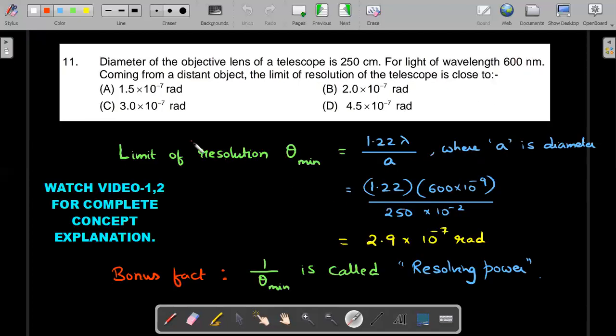So the limit of resolution, which is nothing but the smallest possible angle that can be resolved, right? And this has been discussed both very elaborately with pictures and explanation in video 1 and 2. So please make sure you watch through that. We have discussed that it is 1.22 lambda divided by a, where a is diameter. And I also told you in that video, as a bonus fact, that 1 by this angle is called resolving power. So in one exam he asks resolving power, another exam he talks about the limit of resolution. So you can check the units also here. Resolving power units would be radian inverse. Okay, right. So 1.22 lambda by a, where a is the diameter.